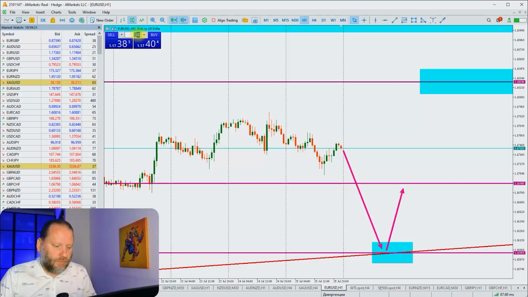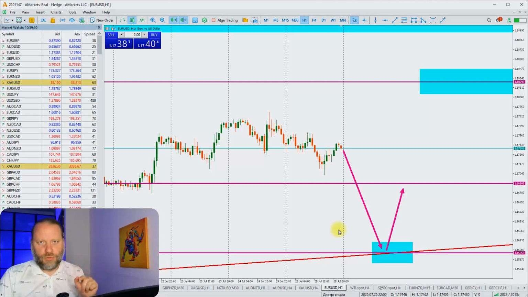Accordingly, for this, we need to choose the volume of 2 lots. We have a deposit of $100. We open a deal with the volume of 2 lots. To do this, we need to have a large leverage.